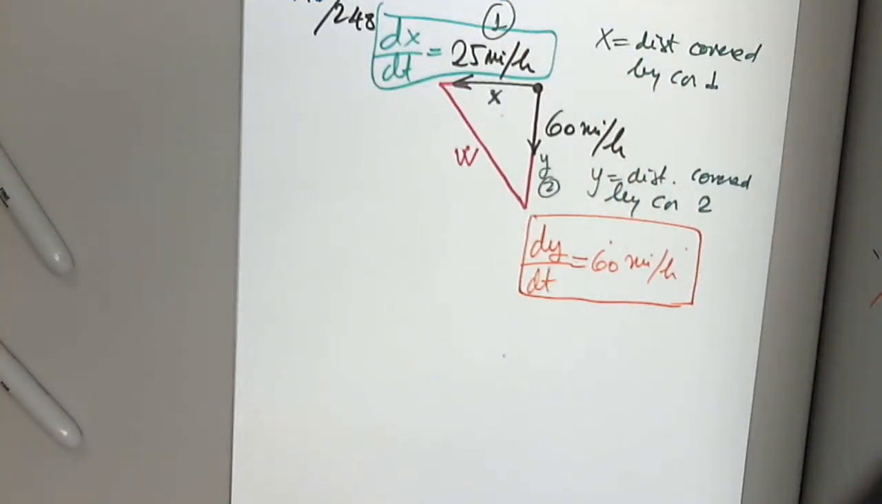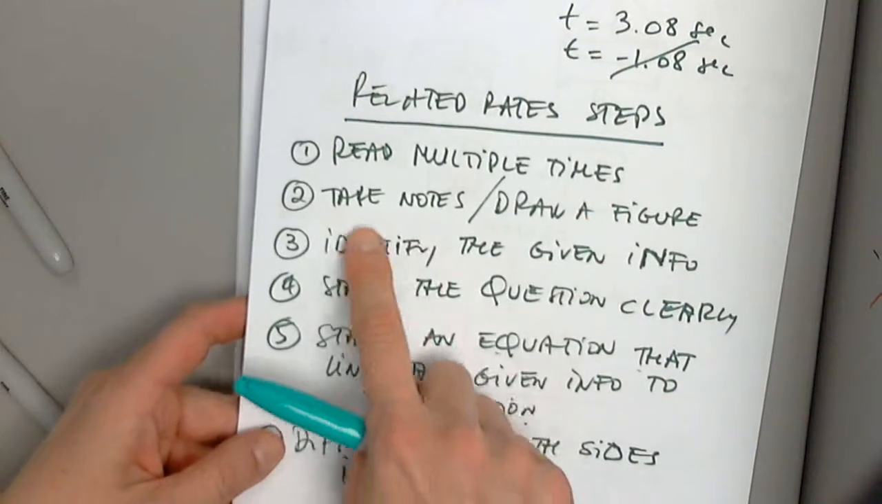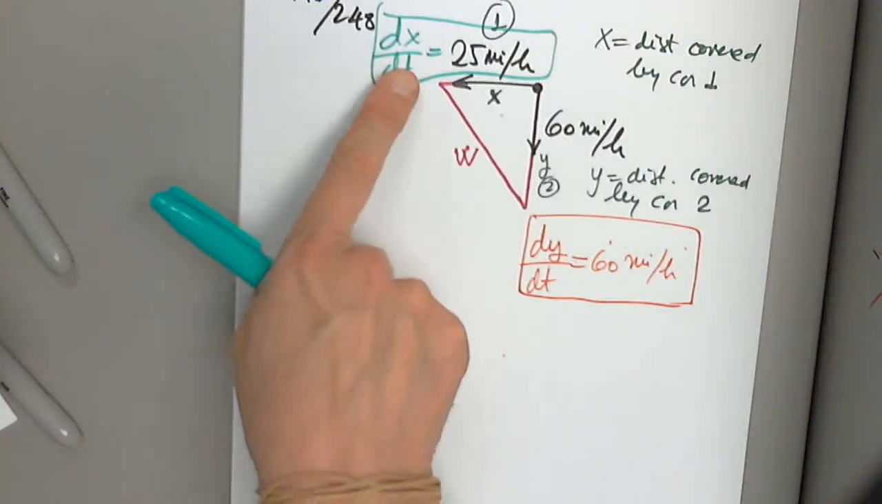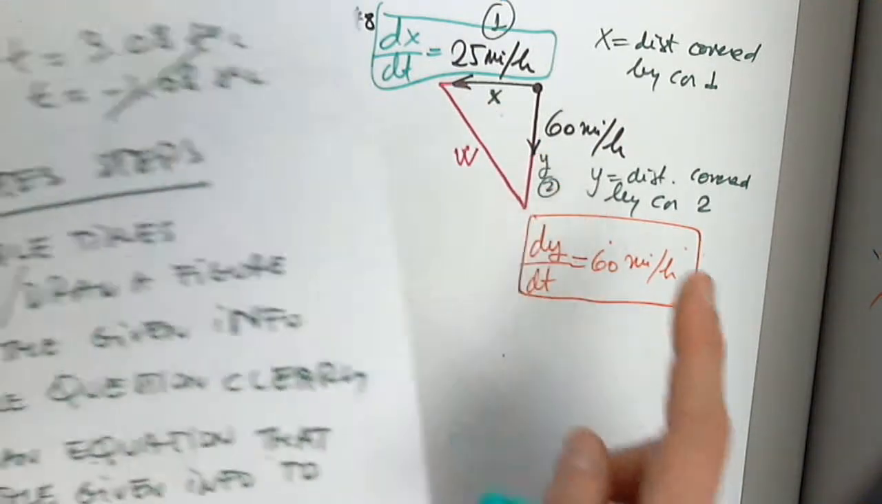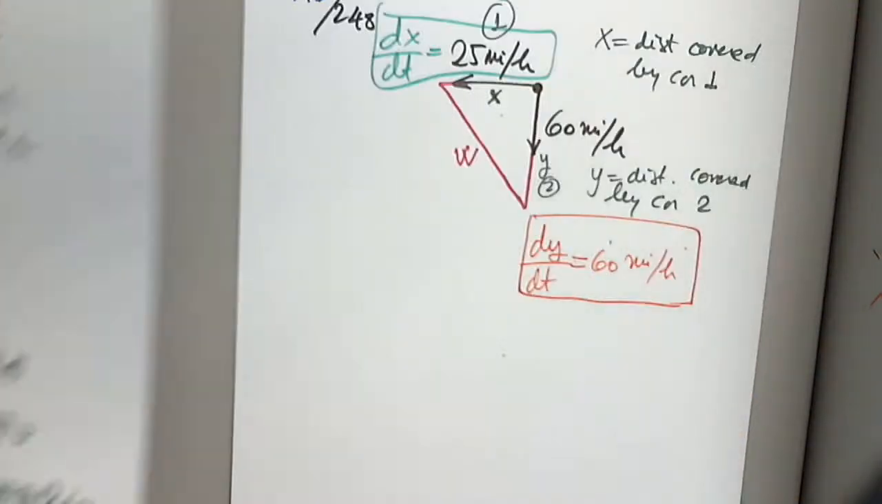Okay, so let's go back to the list and see what we covered already. We read the problem twice. We took notes. We drew a figure. We identified the given info. Yes, we did. We identified the given info. We identified the question clearly? Not yet. That's where we are.